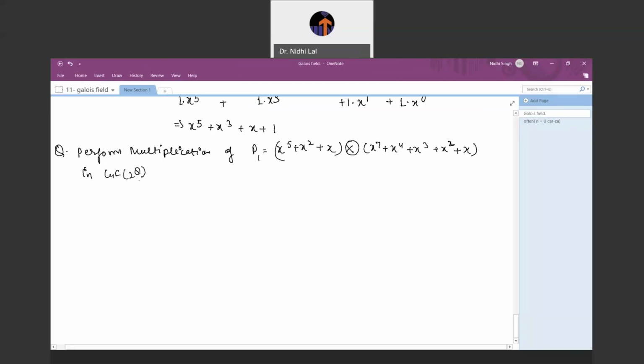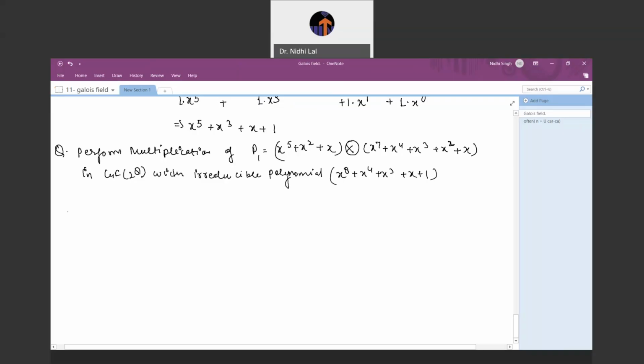Because the highest degree is 7, after the multiplication operation there may be values exceeding the highest degree, because 5 plus 7 equals 10, right? So we need an irreducible polynomial. It is given to you in the question: x to the power 8, x to the power 4, x cube, x plus 1.